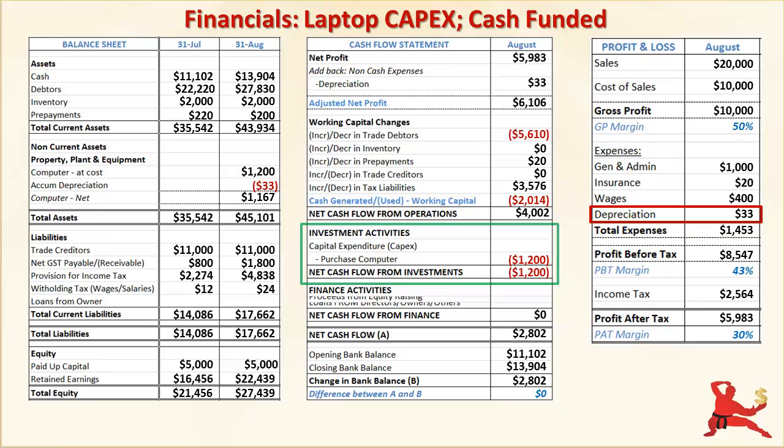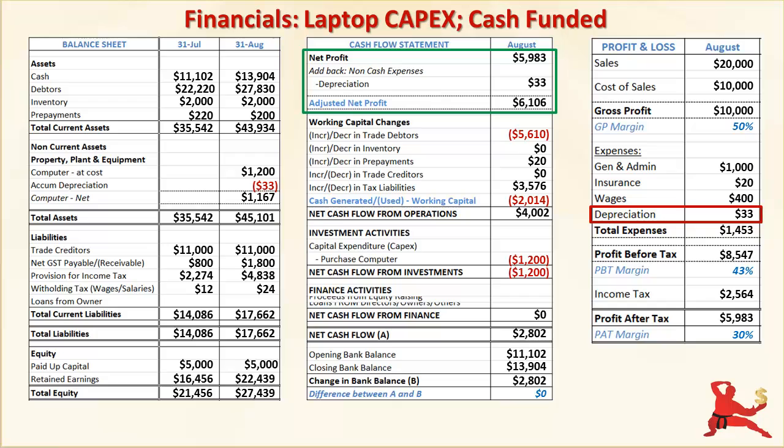Now let's go back up to the cash flow from operations section. Depreciation is a non-cash expense. It's not like working capital items where we are making adjustments to reflect timing differences for receipt of income and payment of expenses. Depreciation expense will never be cash, so we have to eliminate it from the net profit figure to get to the net cash flow from operating activities. We do this by adding depreciation expense back to the net profit.